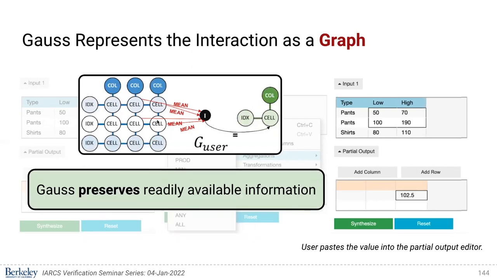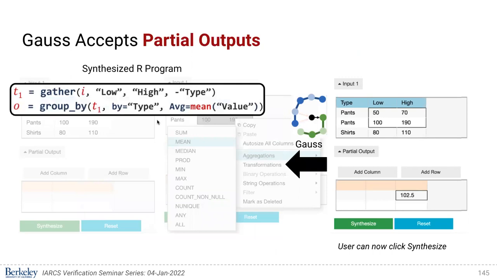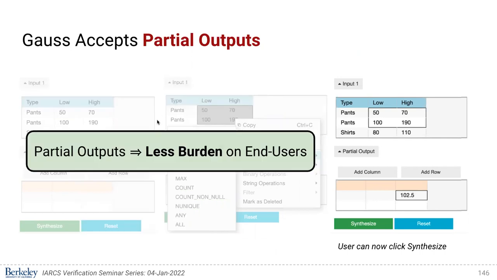So in this way, Gauss preserves readily available information. And as you saw in the video, you can already click synthesize. It accepts partial outputs and it synthesizes a program in R or Pandas. And you can have the full output of the program. So not just 102.5 now, the output contains the values for all the other cells as well. And the hypothesis here is that since we are using partial outputs, it invariably means less burden on the end users because you do not have to spend time constructing the whole output.